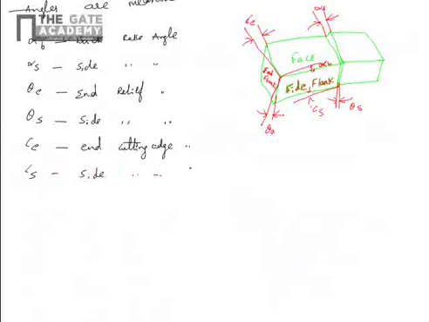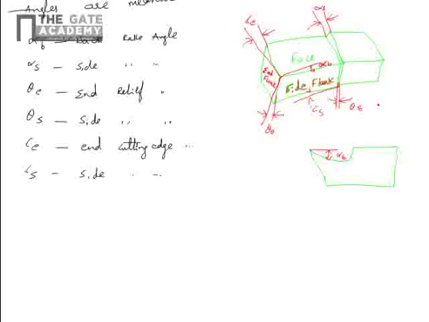If you look at the tool from side view instead of front view, the diagram will be a bit easier to understand, but we can show only a few angles. In side view, it is a diagram for a single point cutting tool. This one is alpha B, back rake angle. That is the most important angle, and this one is end relief angle. These two angles can be shown in the front view.